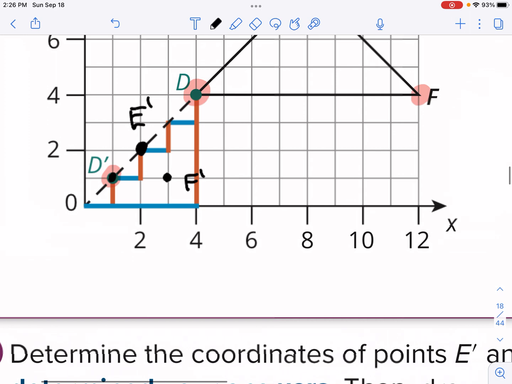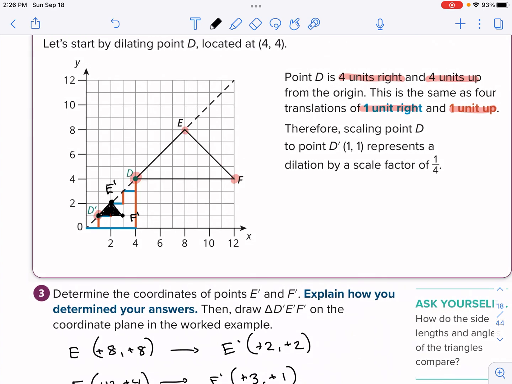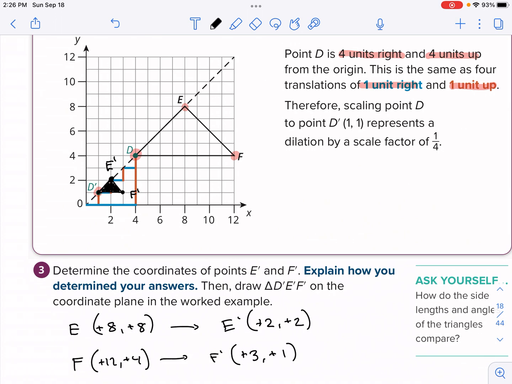And now let's connect all 3 dots to form our triangle that has been reduced by a factor of 4. I'll color this in just because there's a lot of stuff happening, and so you know which triangle we're talking about. Okay. All right.